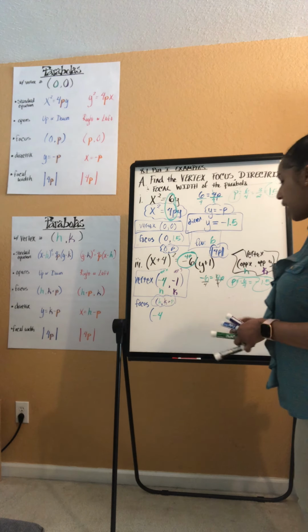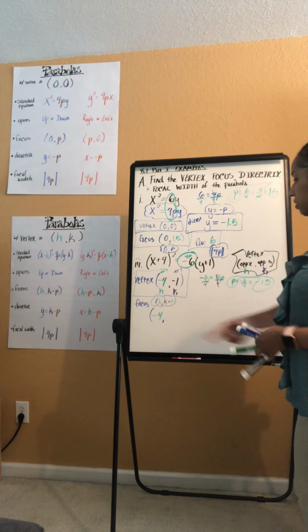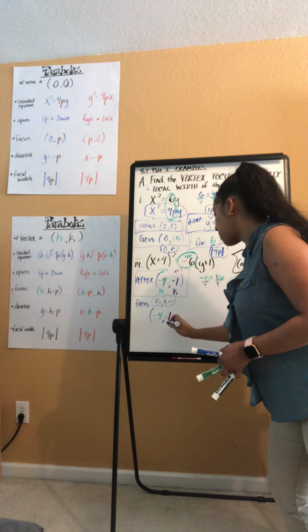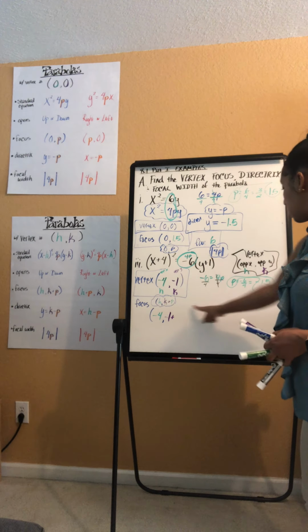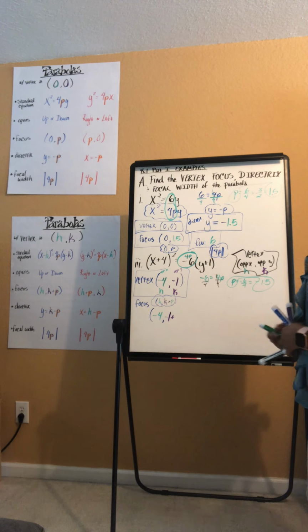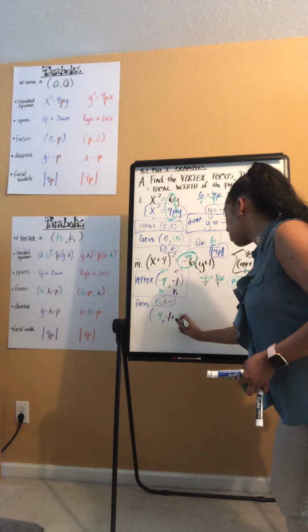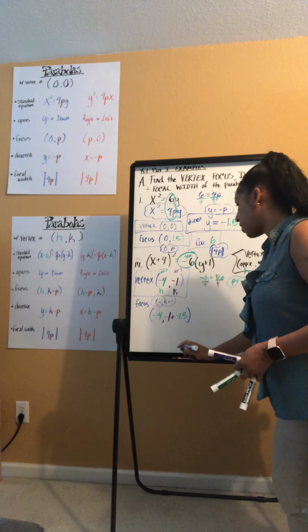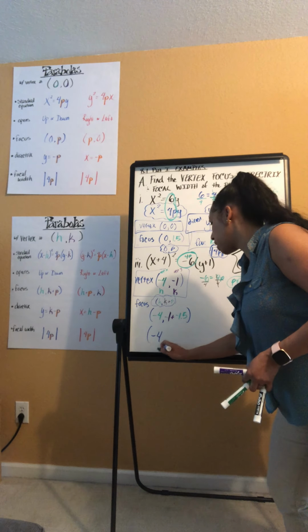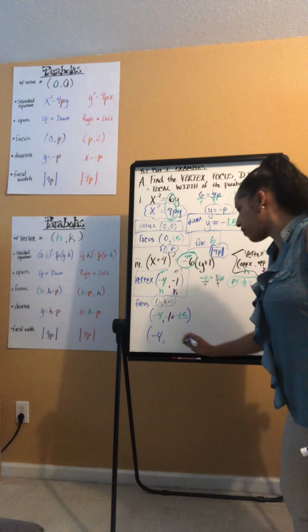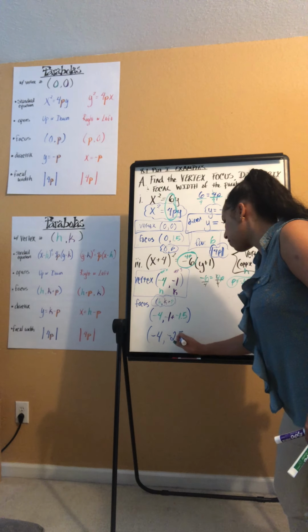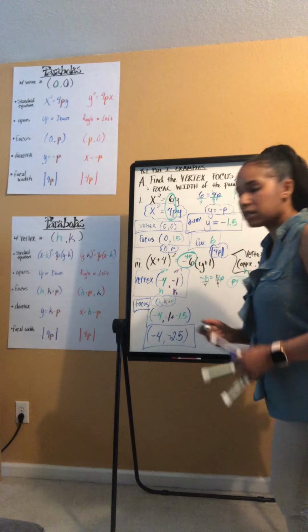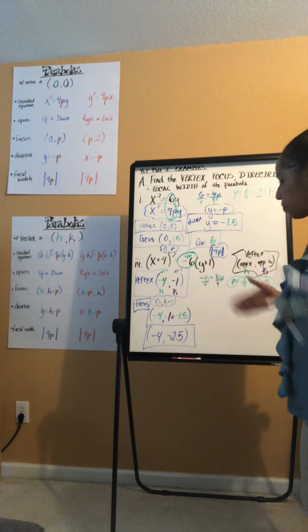And then I have the k plus p. The k was -1, so -1 plus, and p was -1.5. All right, now of course I need to simplify this. So my focus is -4, and -1 plus -1.5 is -2.5. All right, so that is my focus. And again, we're just plugging in the numbers. We're just plugging in what we already know.